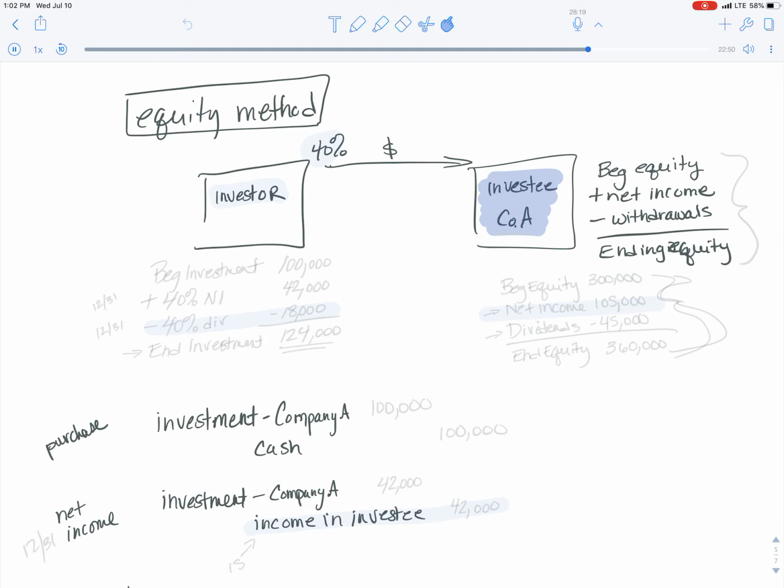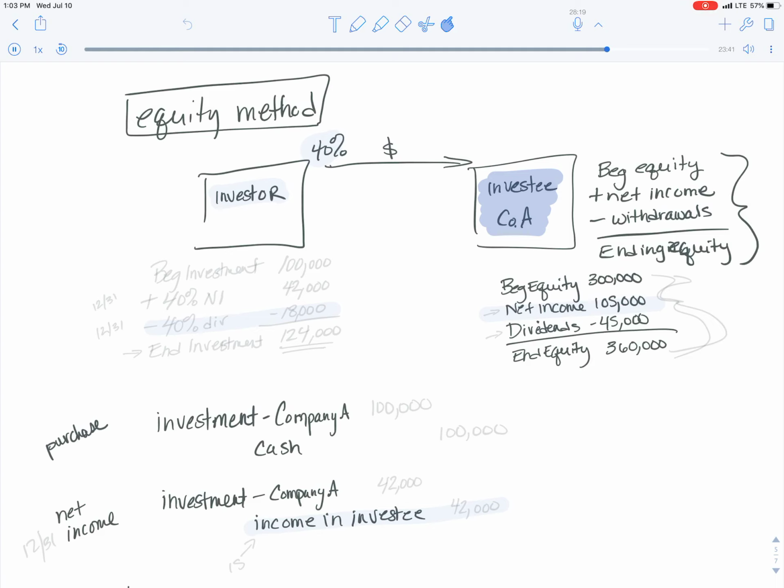So here's the investee. And inside that company, they're going to be keeping track of their equity just like we've been doing since Principles of Accounting 1. We start with beginning equity, we add net income, we subtract withdrawals to get ending equity. So let's say this investee had a beginning equity of $300,000, and net income of $105,000. And they paid dividends of $45,000, so we're going to subtract those. So their ending equity is going to be $360,000.